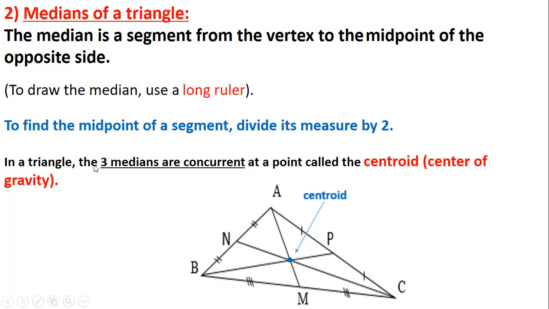Also, in a triangle, the three medians are concurrent. So after drawing the three medians in a triangle, they are concurrent. They intersect at a point. This blue point, which is the intersection of the three medians, we call it a centroid or a center of gravity. Let us watch a video so that you learn how to draw a median in a triangle.